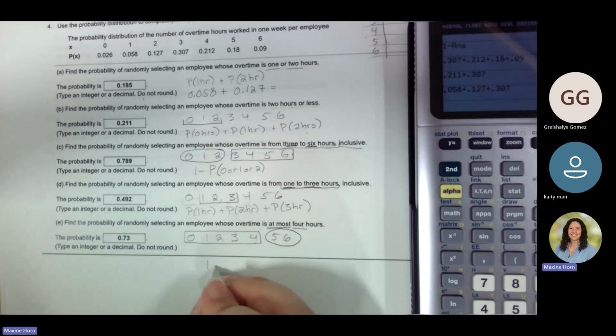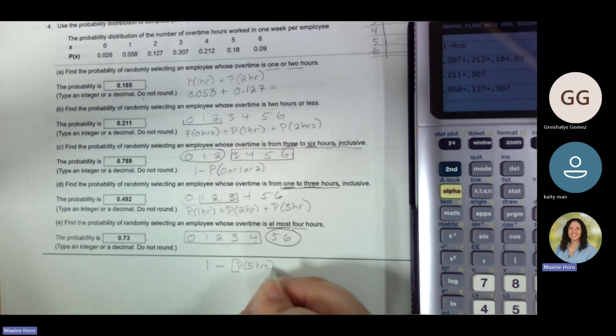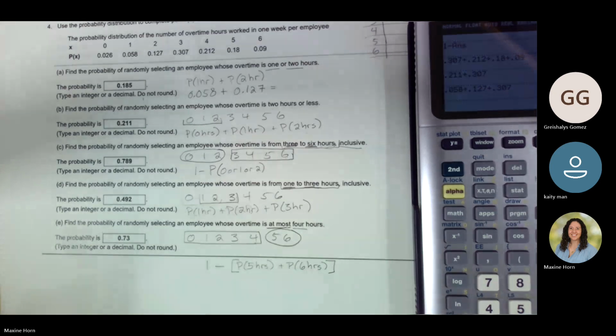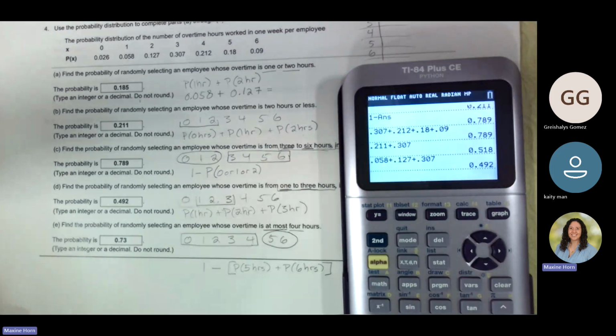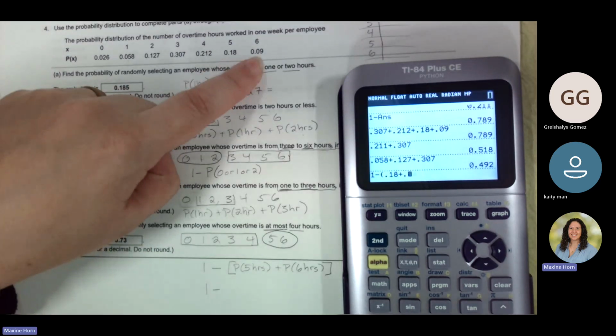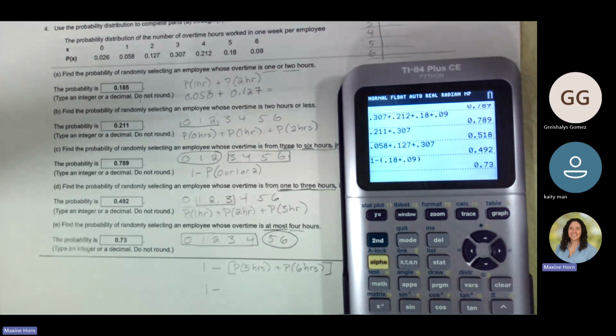So I'm going to do 1 minus the probability of 5 hours plus the probability of 6 hours. Right? 1 minus this will give me this. And that's going to be, I think, the fewest number of things that I need to plug into my calculator. So I can do that all at once here, right? I can do 1 minus and plug it in here, 0.18 plus 0.09.